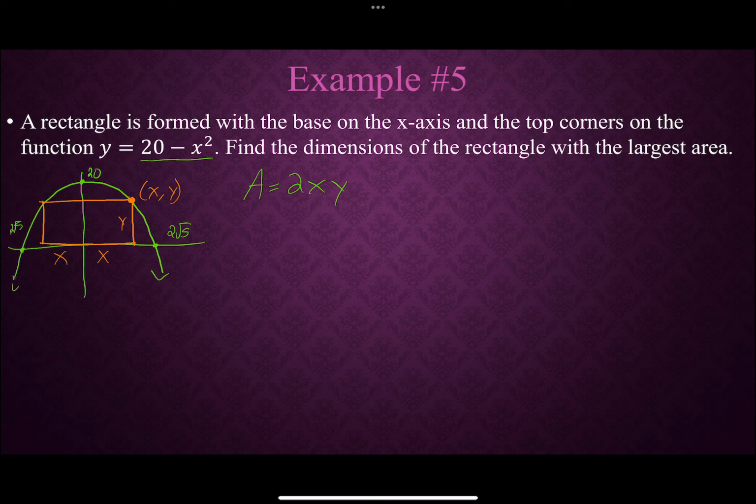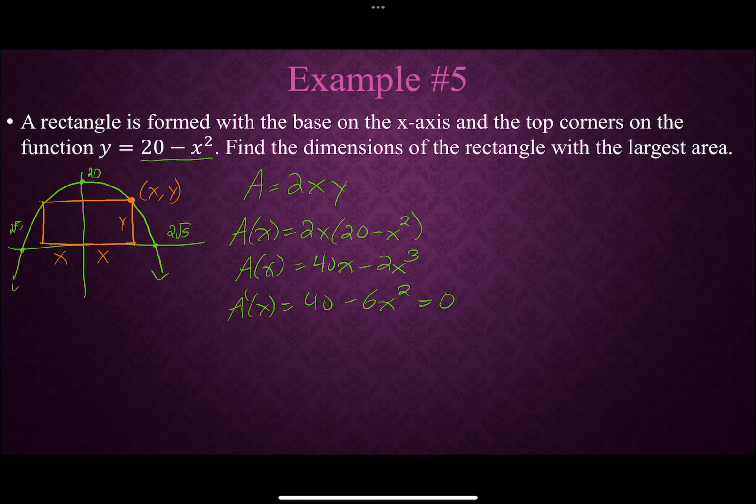And here they give us y equals 20 minus x squared. That's going to replace the y here to make it a function of x, so we can actually take a derivative and solve this out. So A of x would equal 40x minus 2x cubed. We go ahead and take our derivative. We get 40 minus 6x squared.